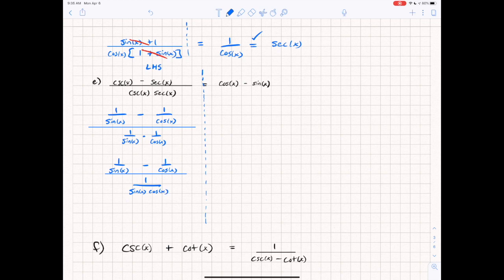Now notice that, again, I'm dividing by a fraction. So I'm going to rewrite this. So I've got the numerator, which is 1 over sine, minus 1 over cosine. And I'm multiplying this by the flip of the denominator. So flipping that would just give me sine x cosine x. This is why I'm taking this approach.